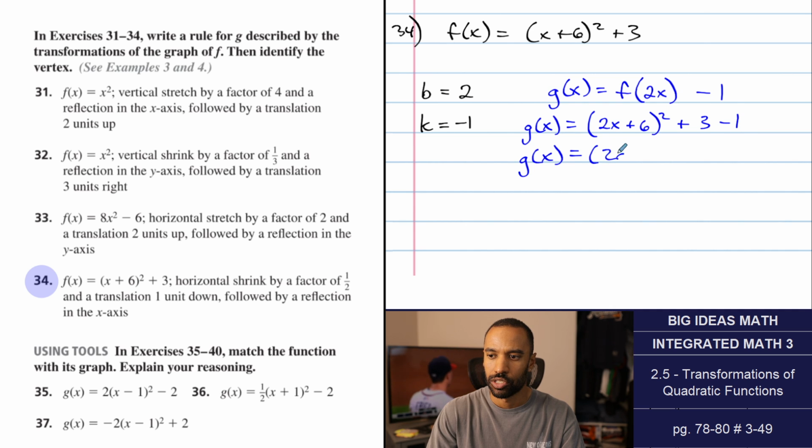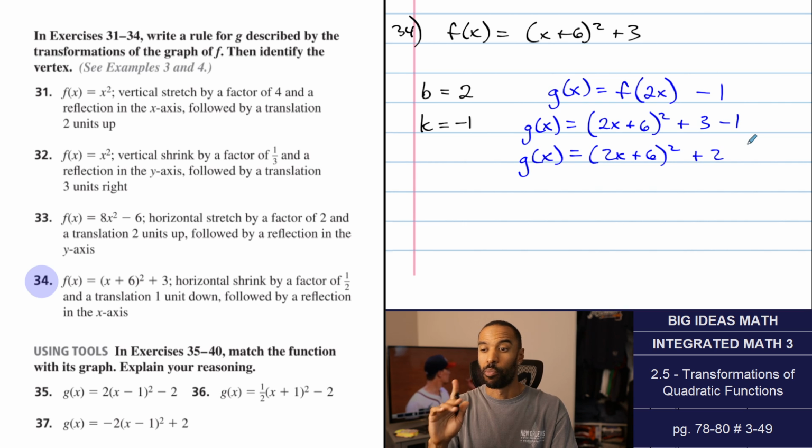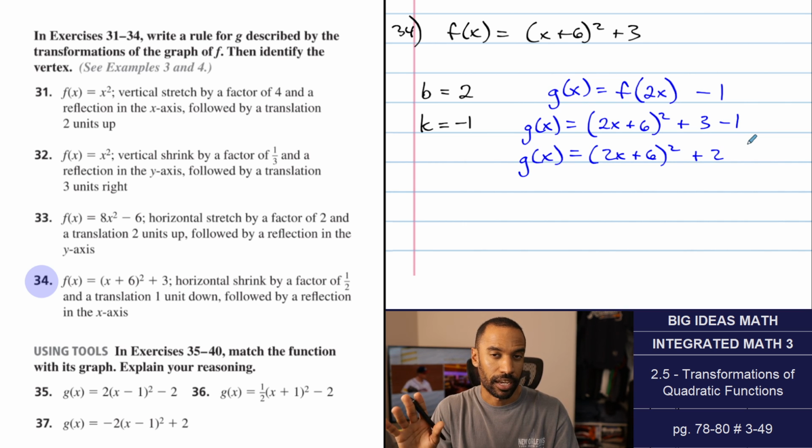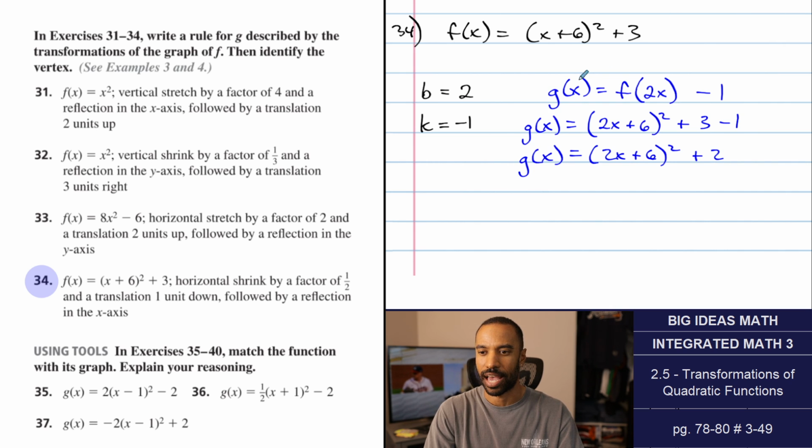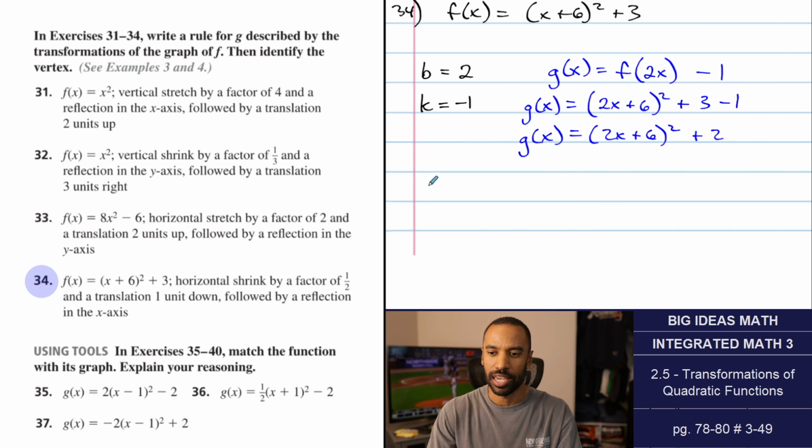And that becomes 2x plus 6, quantity squared, plus 2. Now there's more I'd like to say on this problem, and I likely will momentarily, as far as simplifying. For now, I'm going to leave it because we're not at our final stage yet. Followed by a reflection in the x-axis. Reflection in the x-axis is, or a, is now -1.